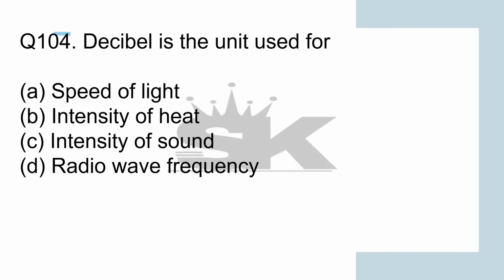Decibel is the unit used for, everyone knows this, right? The answer is intensity of sound. The decibel is used to measure the sound level. We all know that, but it is also widely used in electronics, signals, and communication. The decibel is a logarithmic way of describing a ratio. The ratio may be power, sound pressure, voltage, intensity, or several other things.